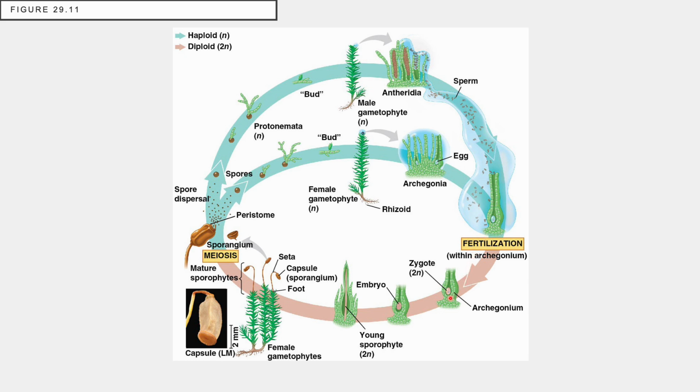First step is zygote, 2N zygote, continues on to develop into an embryo. So mitosis is occurring as it continues to grow in number of cells. Then sprouts into a young sporophyte. And then that young sporophyte is just going to stay residing right where it is on the top of the female gametophyte.